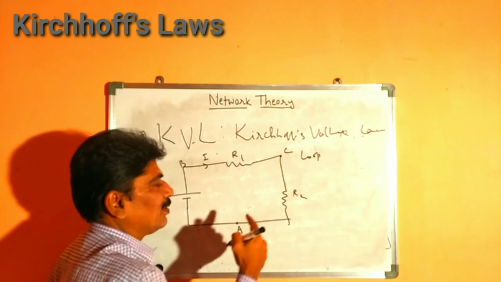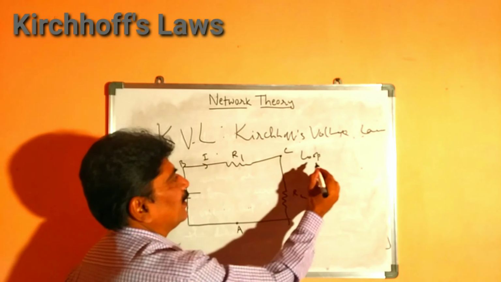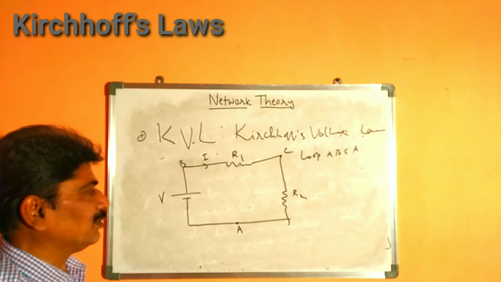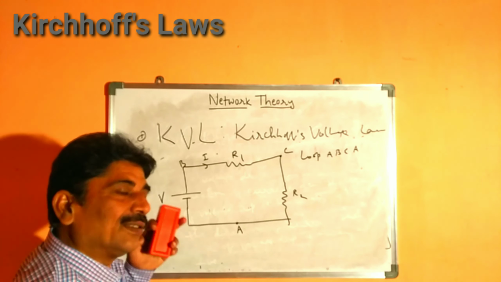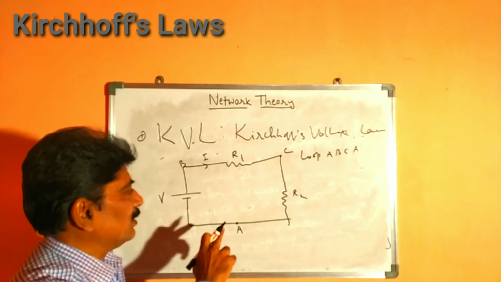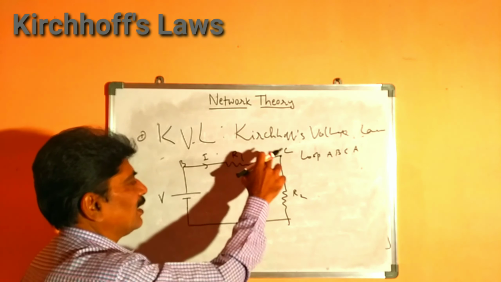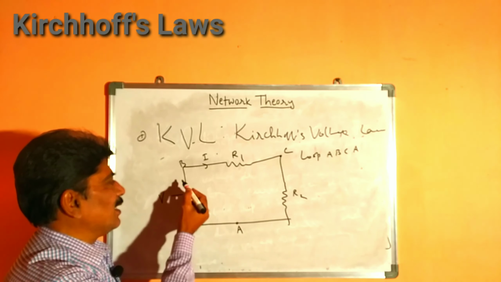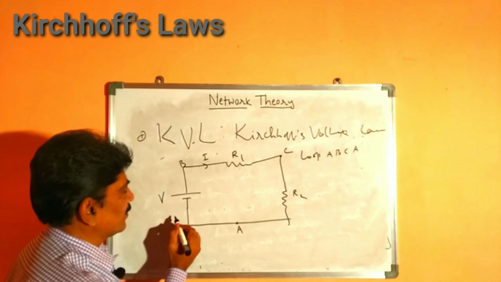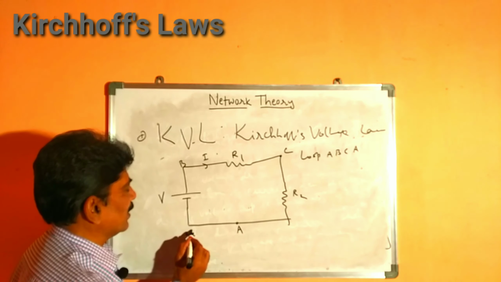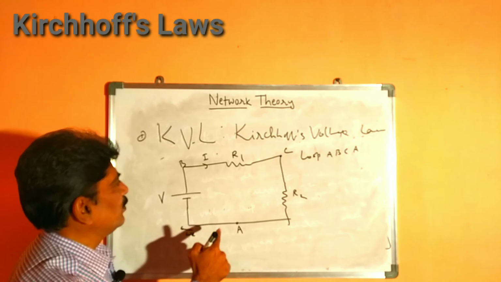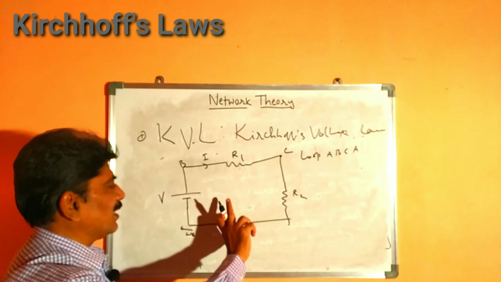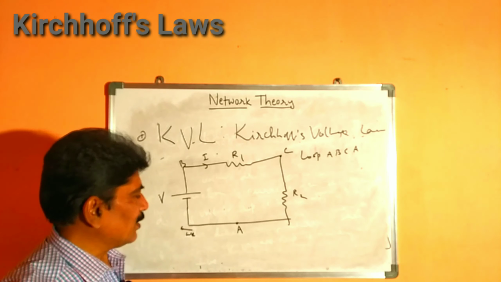Let us consider the loop now. Since KVL is applied to loops only, A, B, C, A is the loop. We should come back to the starting point so that the loop is completed. This is the closed path. In branch AB, we are moving in the same direction as the current, A to B. But we need not bother about the direction of current in branch AB, since there is only a voltage source.